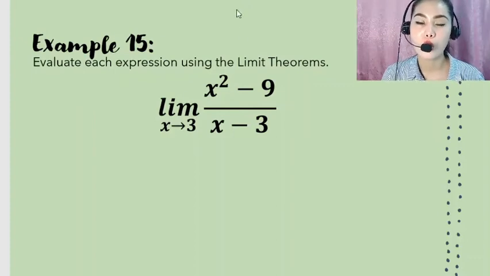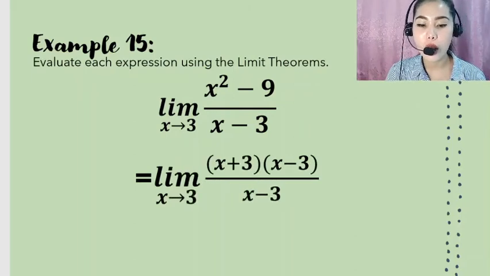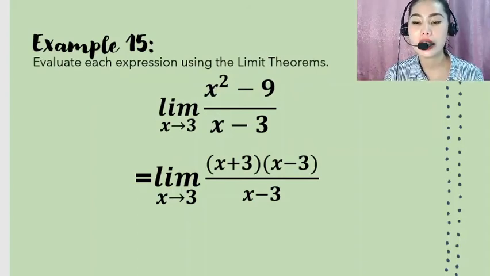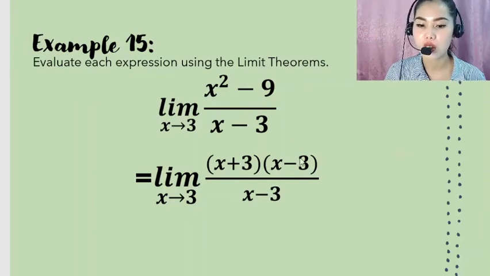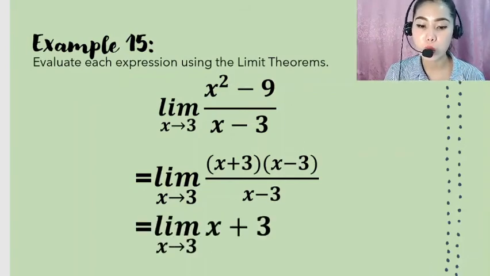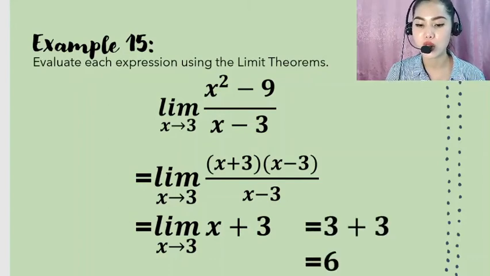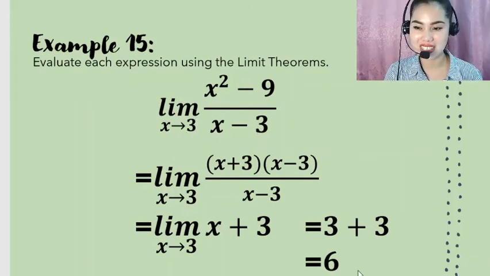Now, we need to do some algebraic manipulations to simplify our function so that we may be able to determine the limit. Okay? You have to be reminded that x squared minus 9 can be broken down into the factors x plus 3 and x minus 3. Wherein, you can now cancel the x minus 3 from the numerator and the x minus 3 from the denominator. Canceling these two will leave you with the limit of x plus 3 as x approaches 3. Now substitute our value of x by 3. So 3 plus 3 is equal to 6. Therefore, the limit of our function as x approaches 3 is 6.